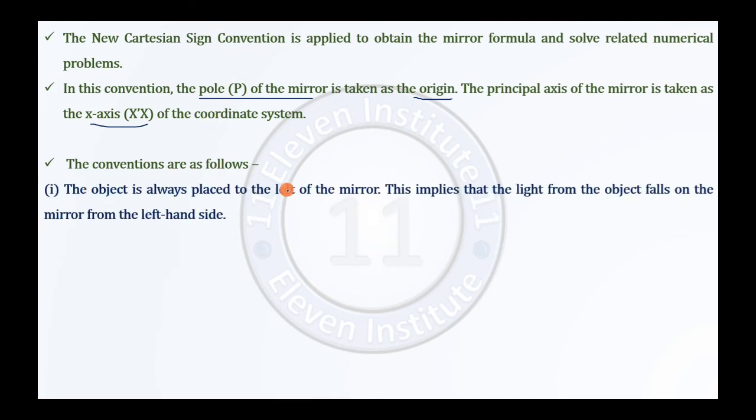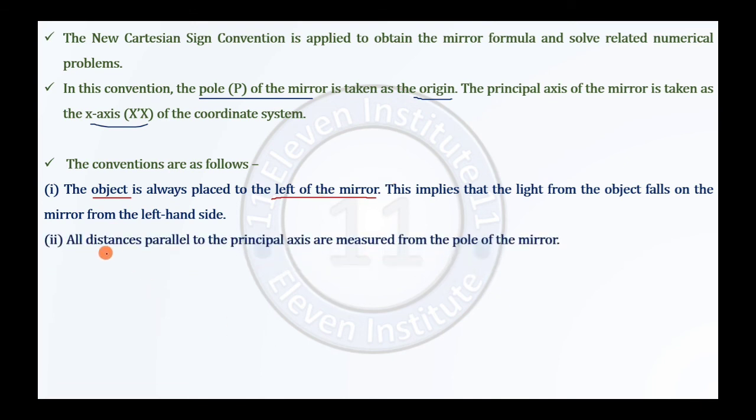First one, the object is always placed to the left of the mirror. This implies that light from the object falls on the mirror from the left hand side. The same point is repeated. The object will be always placed on the left of the mirror. Next, all the distances parallel to principal axis are measured from the pole. You will always start from the pole, right? All the distances you have to measure them starting from the pole of the mirror, right?